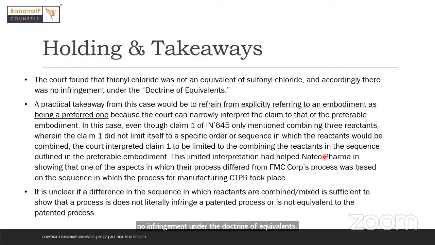So what takeaways can we get from this case? One practical takeaway is essentially to refrain from explicitly referring to an embodiment as a preferred one. Now, even though the Patent Act says that we have to disclose the best mode for performing an invention, we can include it in the written description, but we don't have to explicitly refer to an embodiment as being the best one, because then that could allow the court to narrowly interpret the claim into that of the preferable embodiment.